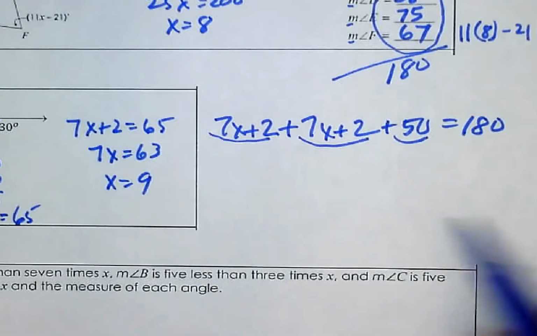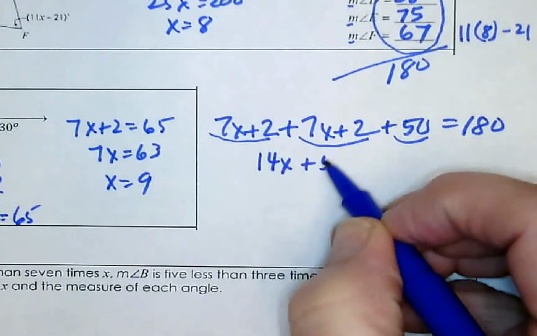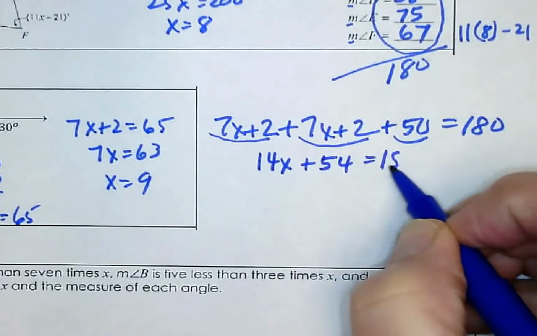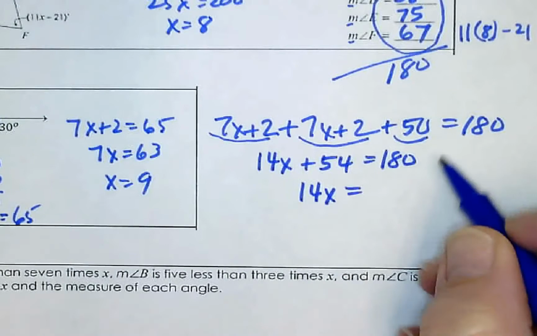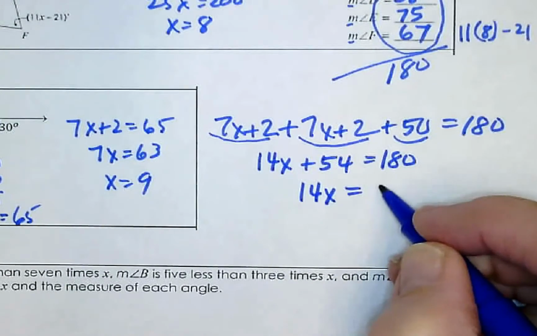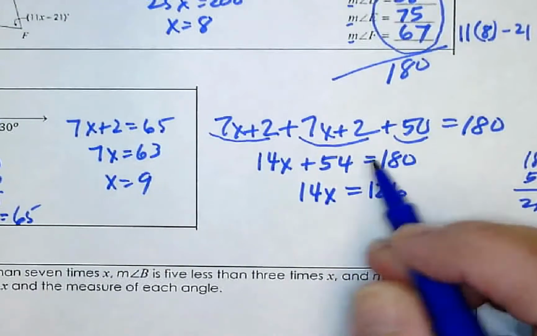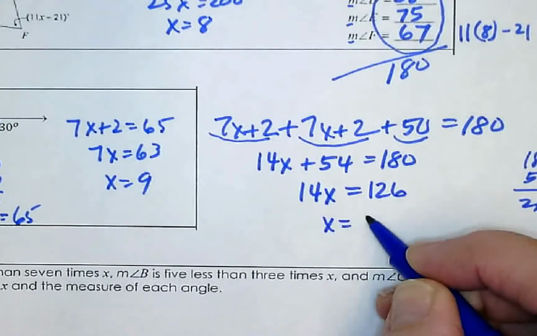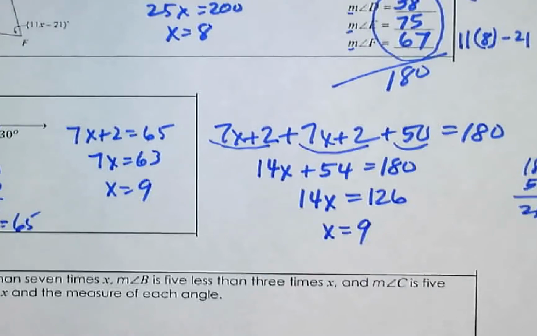So putting my like terms together, I have 14x plus 54. So 14x is going to equal 126, and then x is going to equal 9. Either way is perfectly fine.